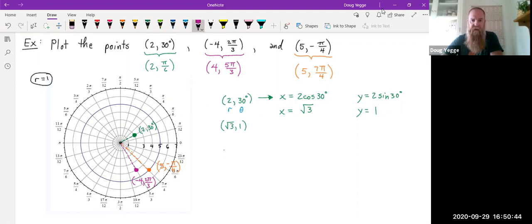Let's say we have -4 and 2 pi over 3. So that's the same idea. We know the r value and we know the theta value. So now we should be able to find out our x and our y just by using our formulas. So x is equal to -4 cosine of 2 pi over 3. And we know that y is equal to -4 sine of 2 pi over 3.